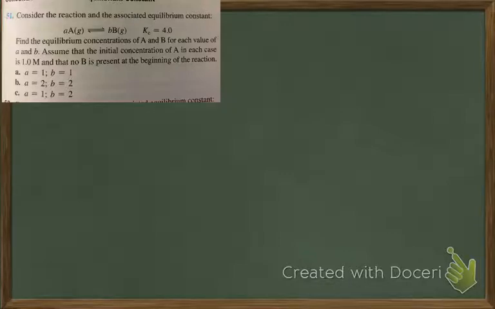Now, we're given this reaction that's not very exciting, that A becomes B, and we're given the K value of 4. Now it says, find the equilibrium concentrations of A and B for each value of a and b, lowercase. So we're saying, what if the coefficients are different? Assume that the initial concentration of A in each case is 1 molar and that no B is present. All right, so we're going to do a little chart here.